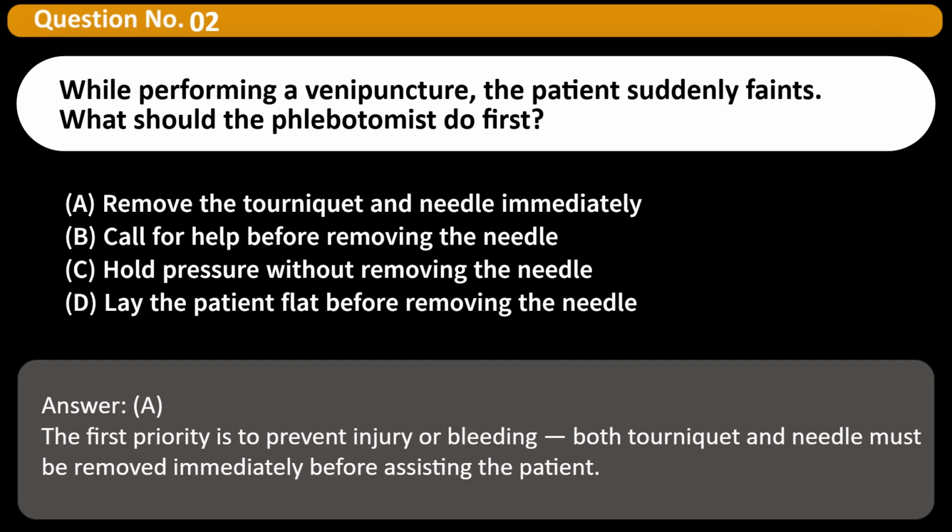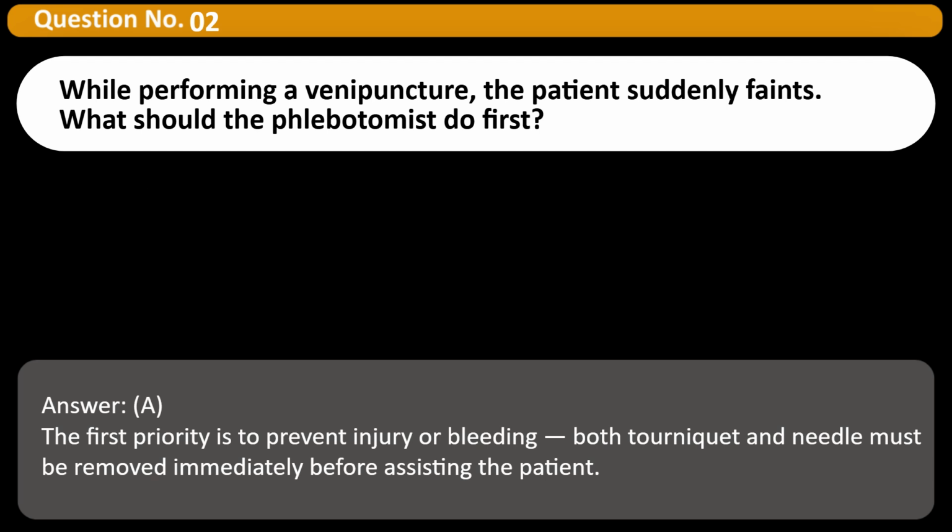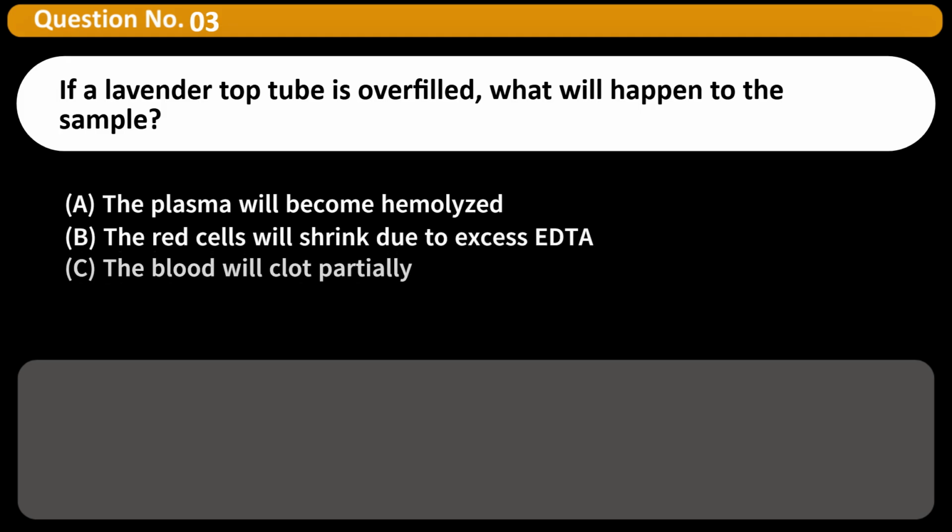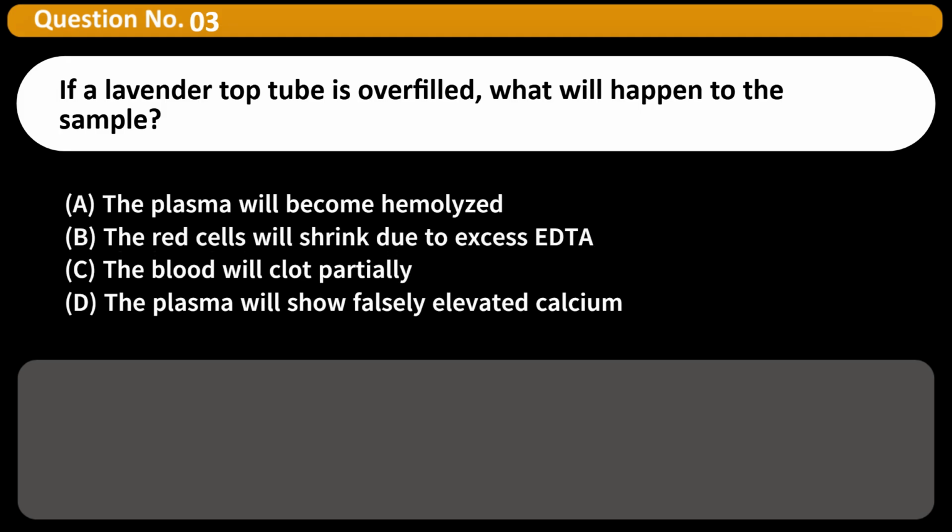Answer A. The first priority is to prevent injury or bleeding. Both tourniquet and needle must be removed immediately before assisting the patient. If a lavender top tube is overfilled, what will happen to the sample? A. The plasma will become hemolyzed.